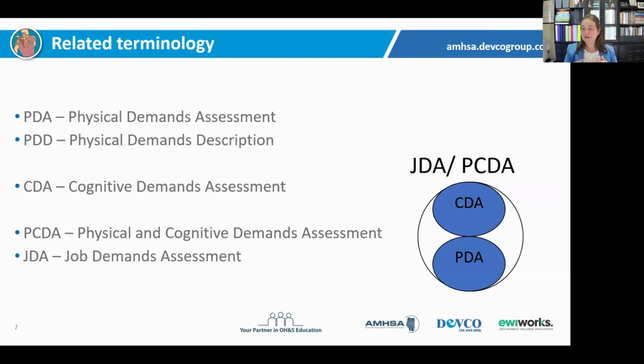And my job demand assessments look at all of the aspects of the job. So strength, mobility, postural demands, all of those things that you would find in a physical demands assessment, but they also look at cognitive demands. So behavioral, psychosocial, sensory demands, you're going to find all of those in there.